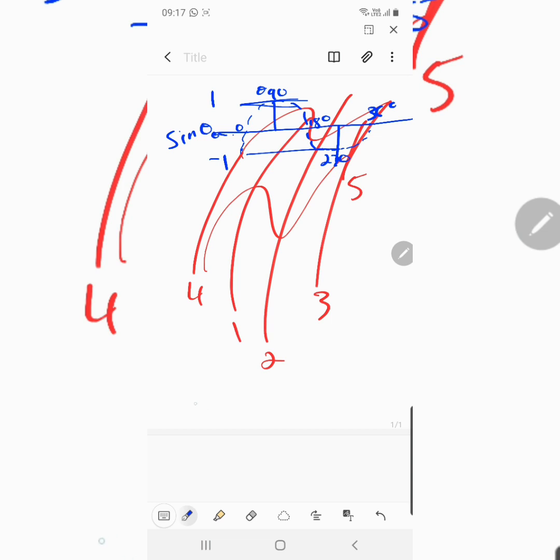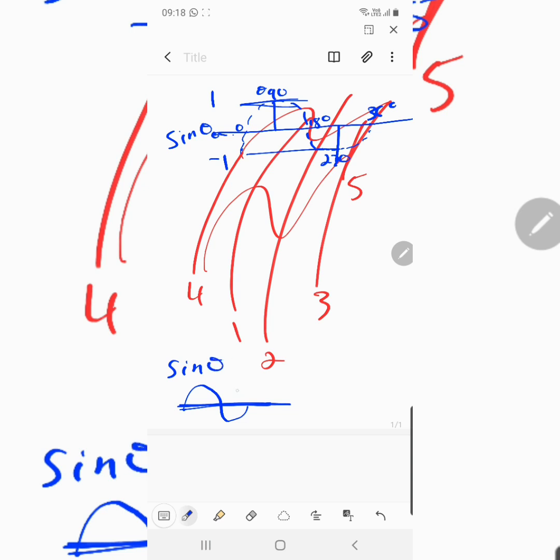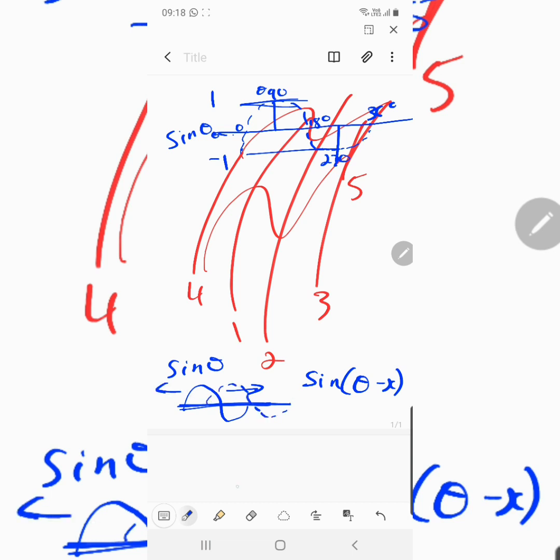well, not exactly translated. It's kind of slanted. Maybe requires some research exactly what's happening, but say that this sine curve, which is sine theta, was shifted to the right, then that would be sine of theta minus x. So minus x means it goes to the right. Say that it goes to the left, that would be theta plus x.